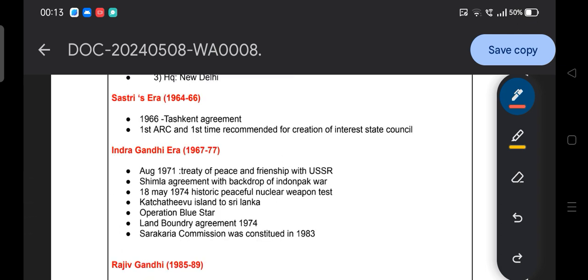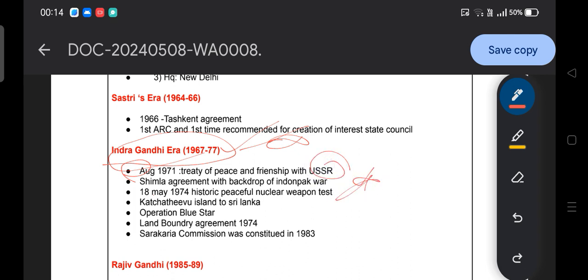Moving to the next, the Indira Gandhi era. A lot of things were done in the Indira Gandhi government. We all know that time is commonly known as the death of democracy, but nonetheless let's try to understand it from our exam point of view, okay. The time period 67 to 77, so you can remember. And in August 1971, the Treaty of Peace and Friendship with the USSR.